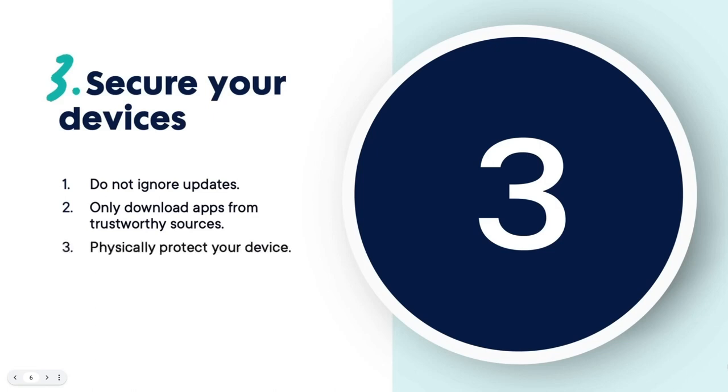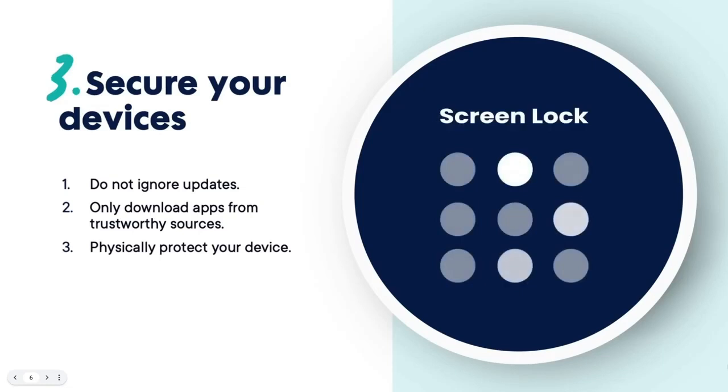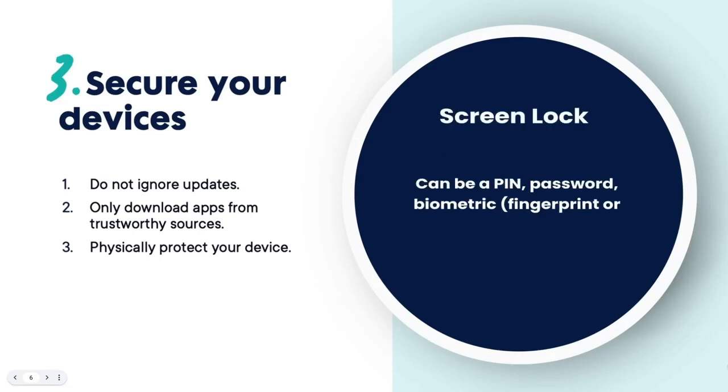3. Physically protect your device. Cyber attackers may try to physically exploit your device to access your sensitive information or accounts, for example, if it's left unlocked, lost, or stolen. Always secure your device with a screen lock. A screen lock can be a PIN, password, biometric, fingerprint or Face ID, or pattern. Pick any one of these security controls. Some are more secure than others, but it's important you choose one that works for you.